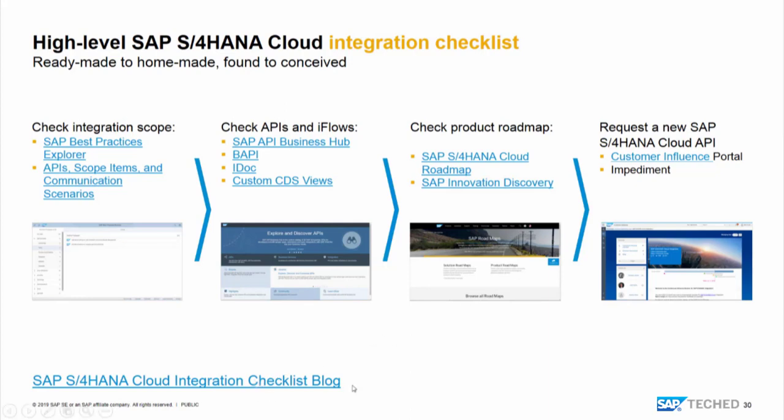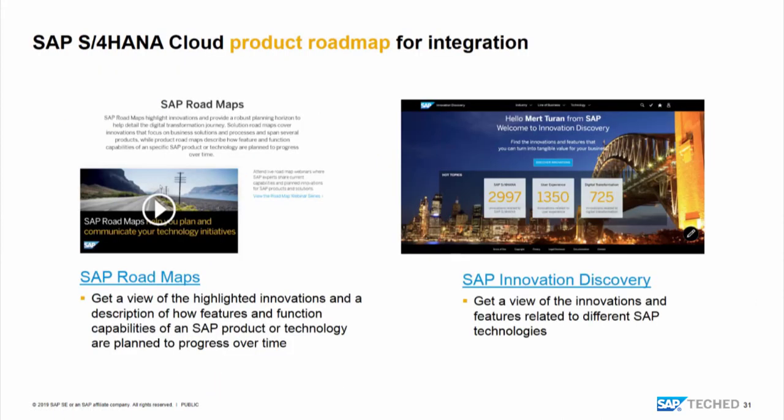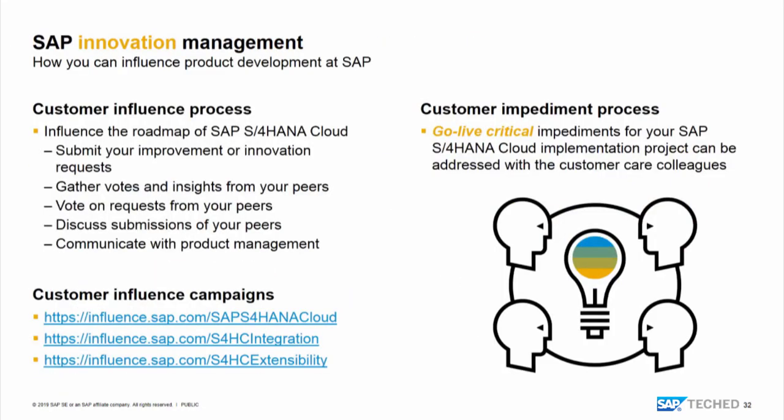Read this integration checklist blog. It's actually fun to read. We made little videos that make it even easier to understand and consume. Check out the roadmaps for APIs. So we don't have a specific roadmap for APIs, so go to the S/4HANA Cloud roadmap and look for the chapter on APIs or look for the line of business innovations that we published there.